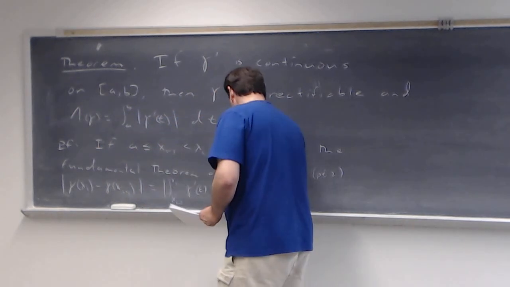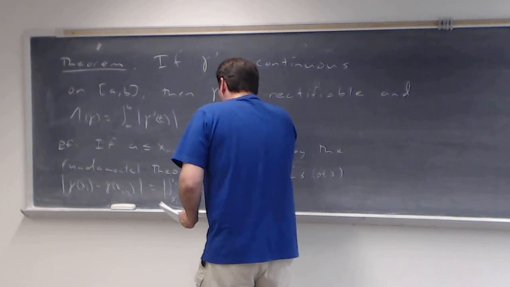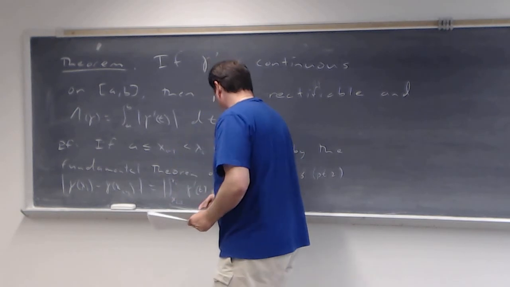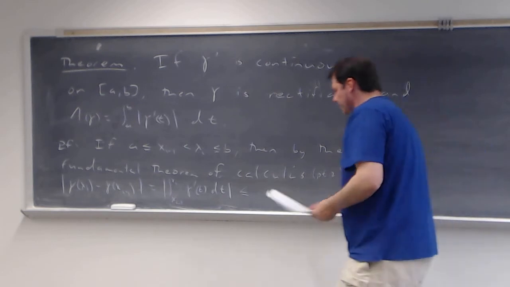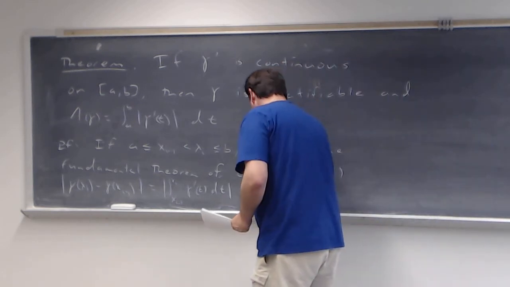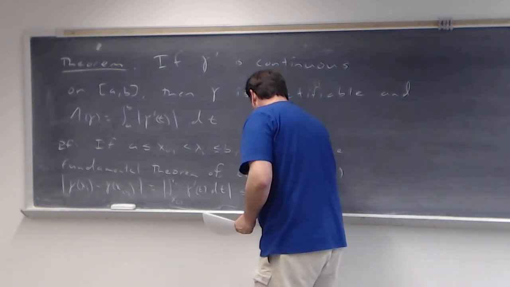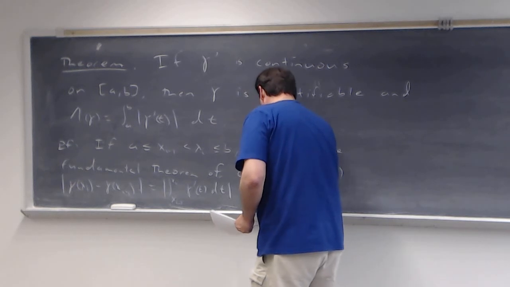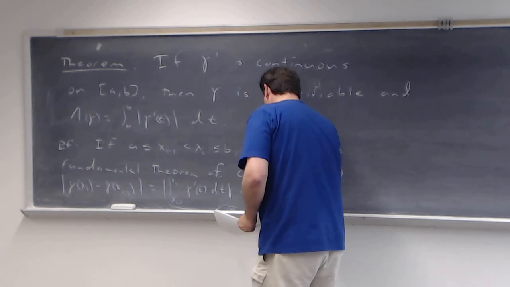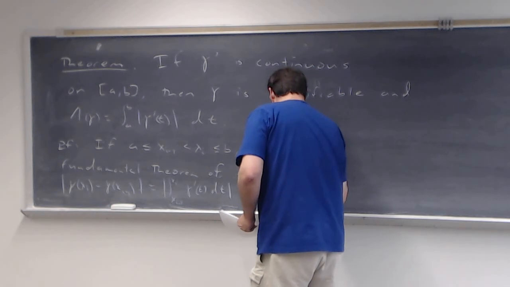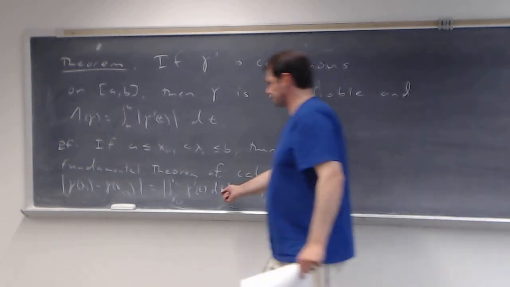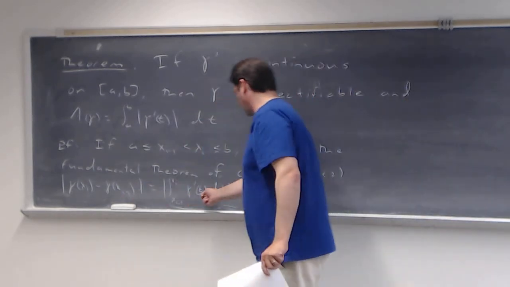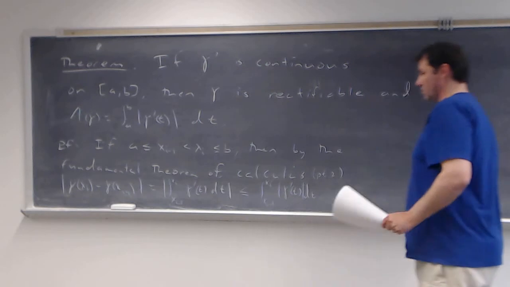which is less than or equal to, I shouldn't say absolute value, I should say norm, excuse me, norm, which is less than or equal to the integral from x sub i minus 1 up to x sub i of the norm of gamma prime of t dt. So this first result is from the fundamental theorem of calculus, and this is from the previous result.